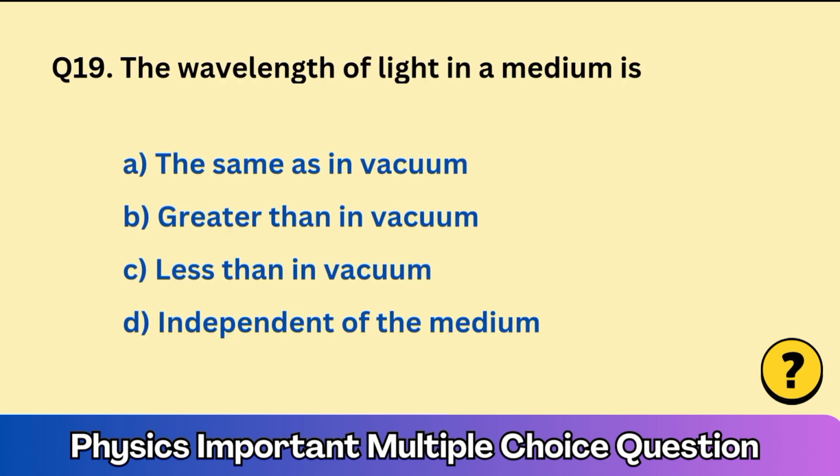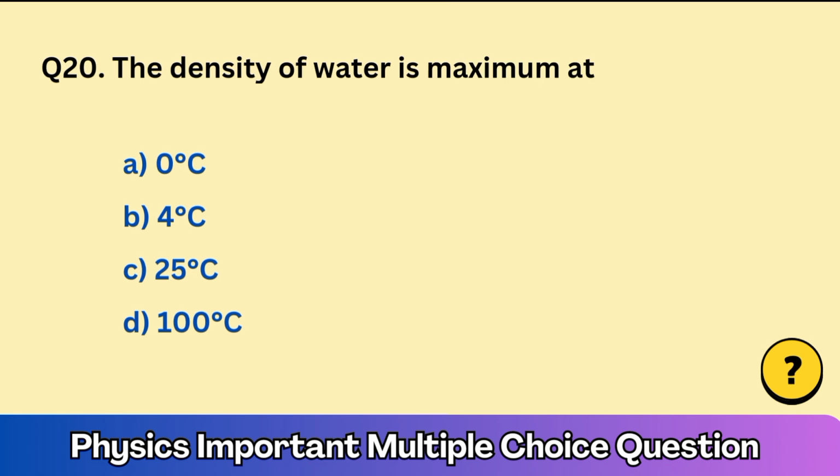Question number 19. The wavelength of light in a medium is. The right option is option C, less than in vacuum. Question number 20. The density of water is maximum at. The right option is option B, 4 degrees centigrade.